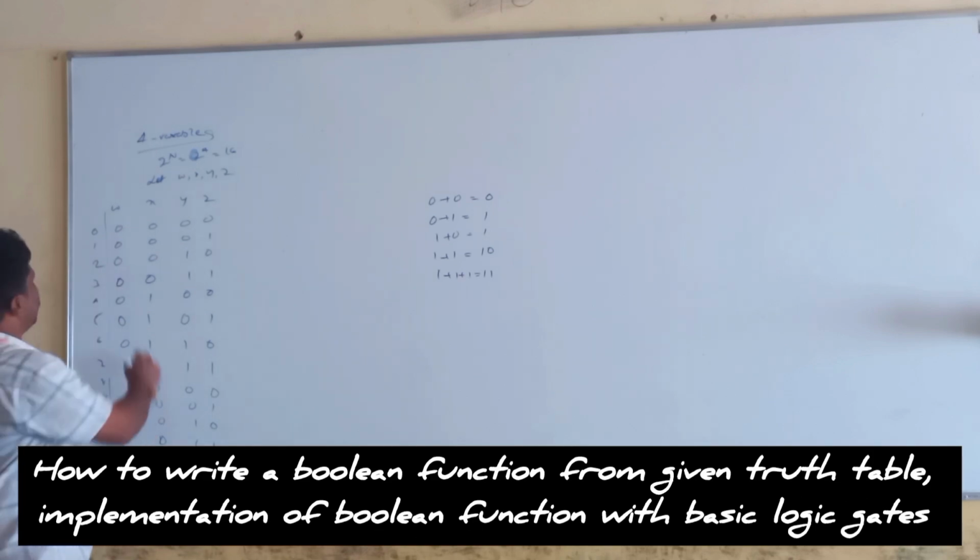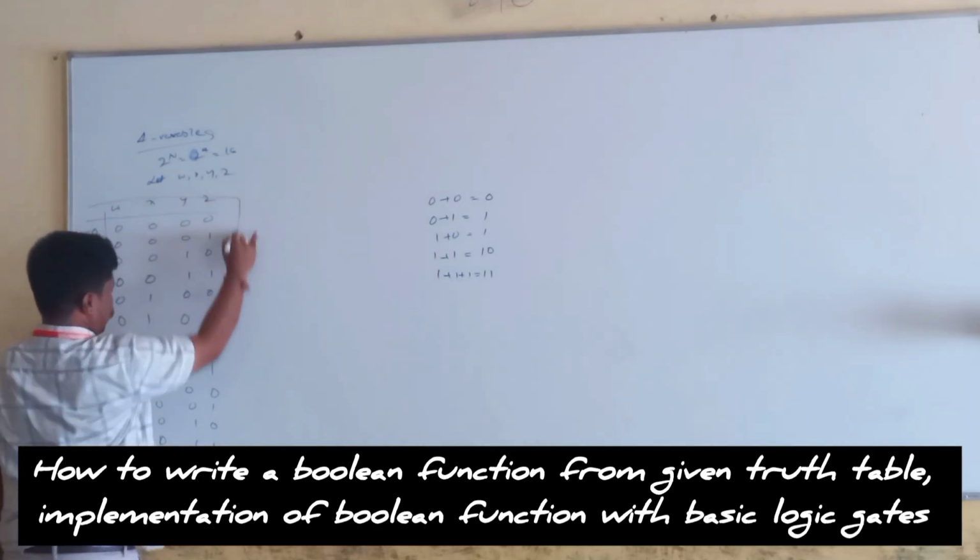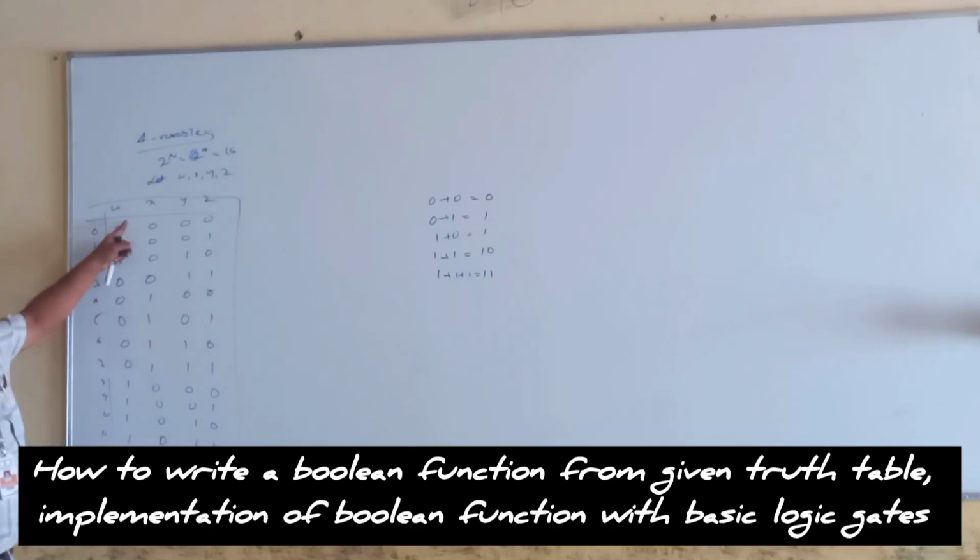Okay, this is all about writing the truth table here. These are the combinations of the four variables, which can have 16 different Boolean combinations. These are the binary combinations. This binary combination has the equivalent decimal value 0. This binary combination has the equivalent value 1.